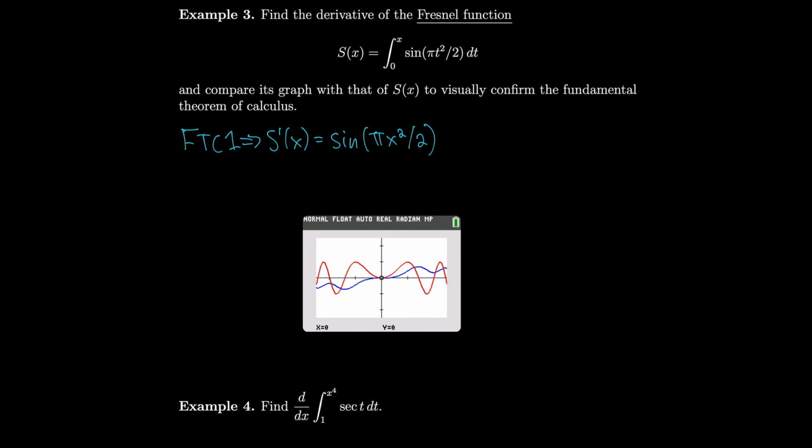So it really looks like sine of pi x squared over 2 really is the derivative of this integral of sine of pi t squared over 2. Especially when we look at the area underneath sine, it looks like that area is positive, and this function goes up. But then the area becomes negative, and the function goes down, and then goes up.